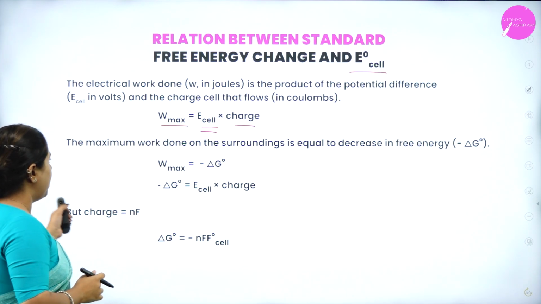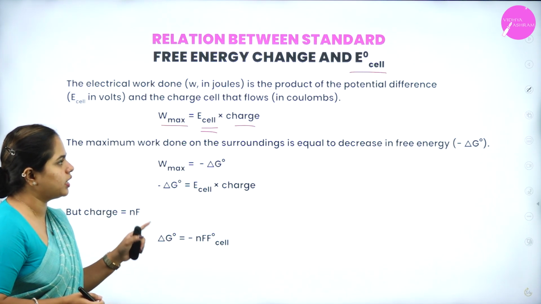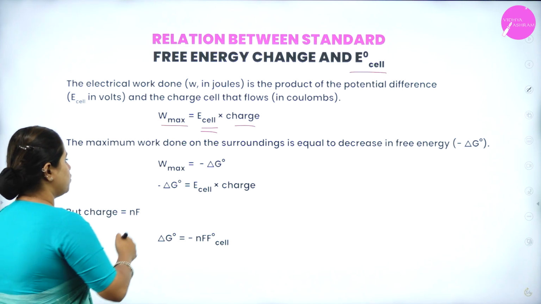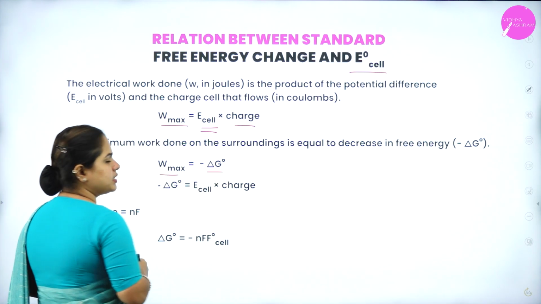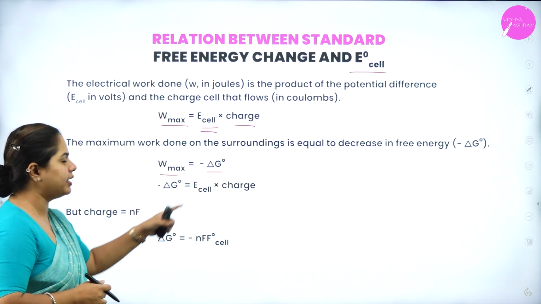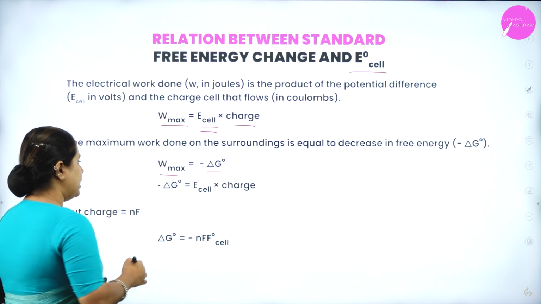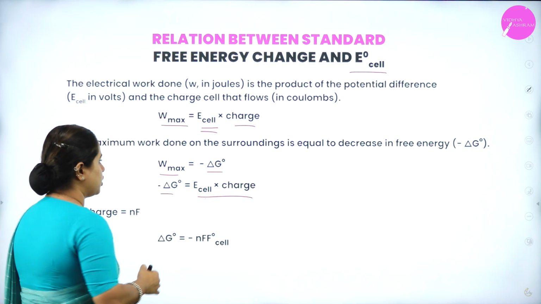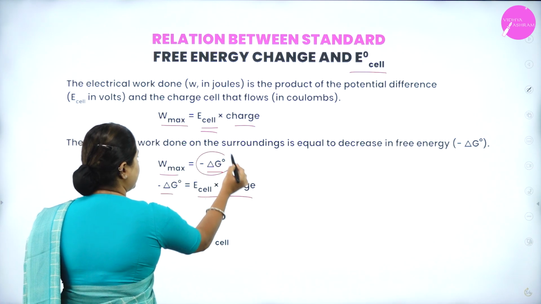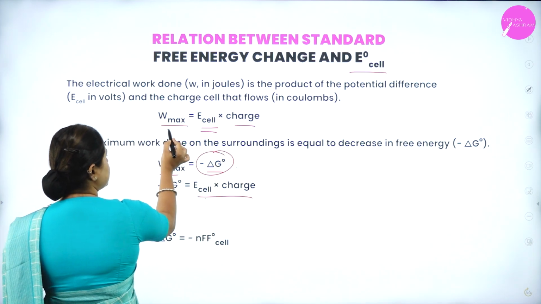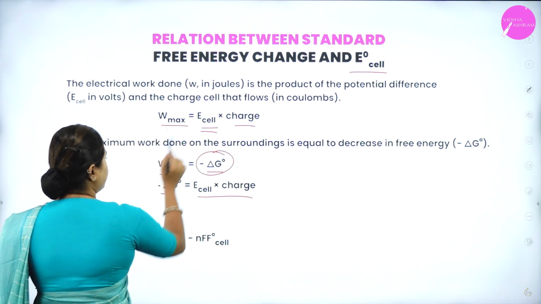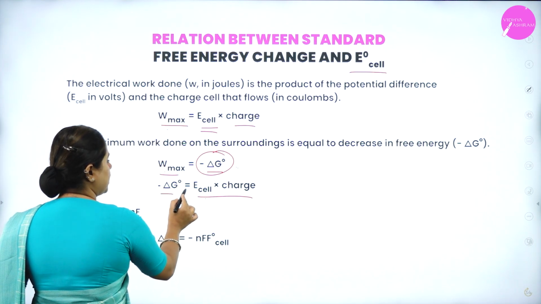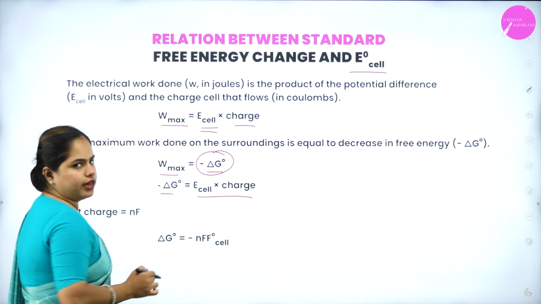Now the maximum work done on the surroundings is equal to the decrease in free energy. So work done is also equal to minus delta G naught, where delta G is the Gibbs free energy. From where are we getting this equation? When work done is equal to minus delta G, I can use minus delta G here. So the equation becomes minus delta G naught is equal to E cell into charge.